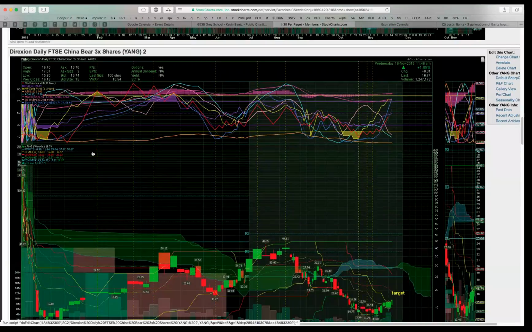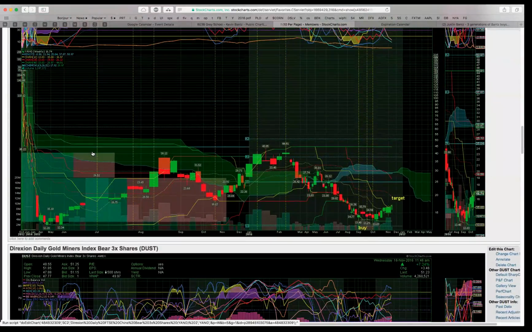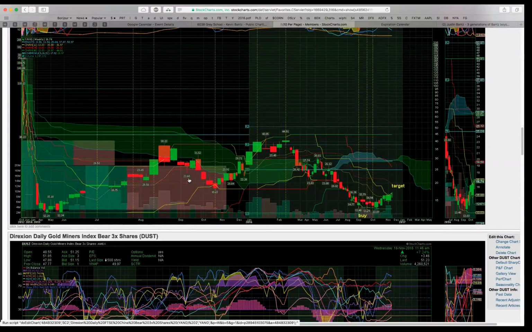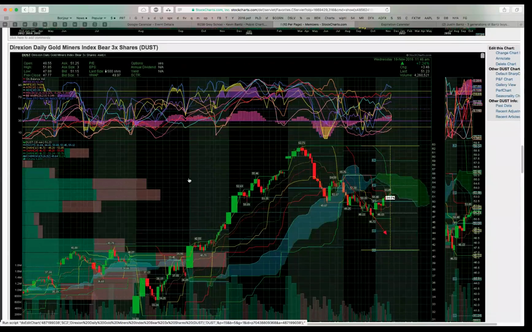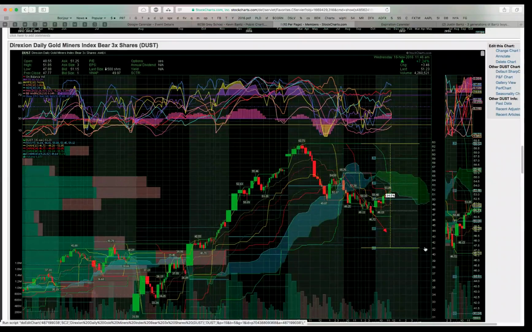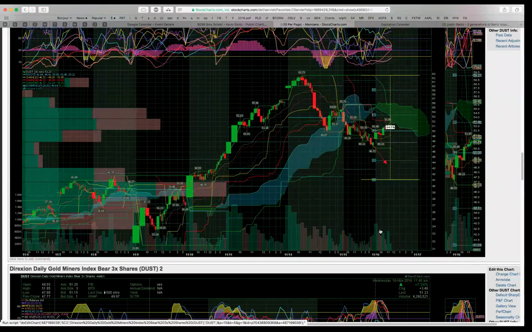Okay, YANG. There was the buy, accumulate emails I sent out, and the target. It'll probably swing higher here if indexes falter. This was the gold and the DUST. This is 34% off from the high of the signal. And I'm looking for down here. Actually, I'd like to see it a lot lower.